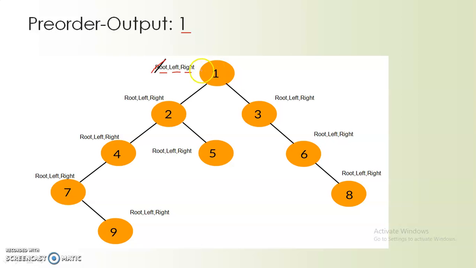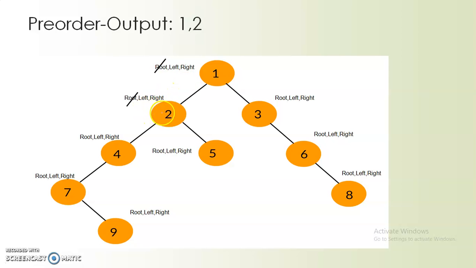Okay, first we start from the root node. The main root node of the tree is 1. Because it is a preorder traversal, first we show the root node. Show the root node 1 in the output, and strike out the root. Next, check whether the node has a left subtree or not. The root is completed. Now check whether it has a left subtree. For this tree there is a left subtree, so I will move to the left subtree.